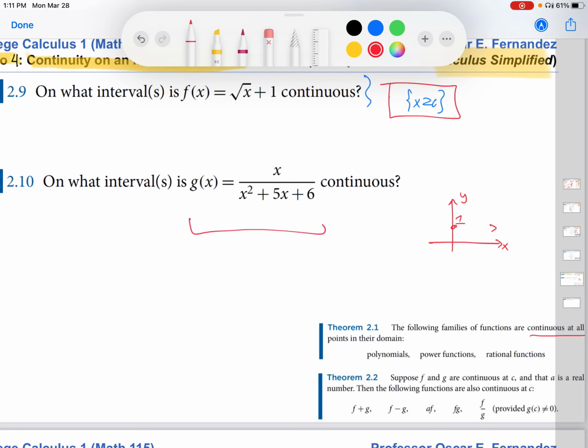This is a different function. So again, we have to go back to the drawing board and see which one of these theorems apply. First of all, is it a polynomial, power, or rational? In this case, we're a little luckier because it is one of these. It's a rational function, right? X is a polynomial, this is a quadratic polynomial, and a quotient of polynomials is exactly what a rational function is. Perfect. So we can now use just this theorem.